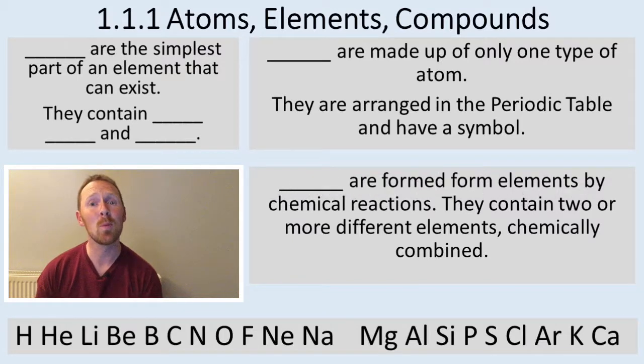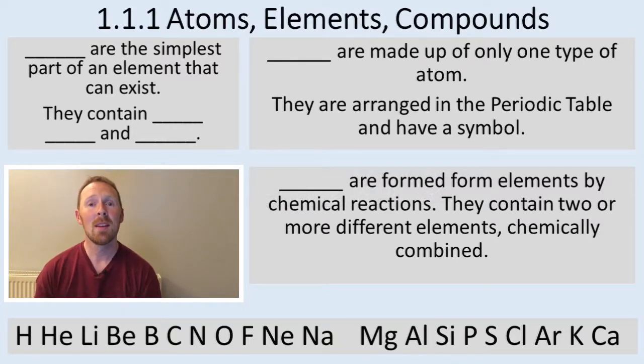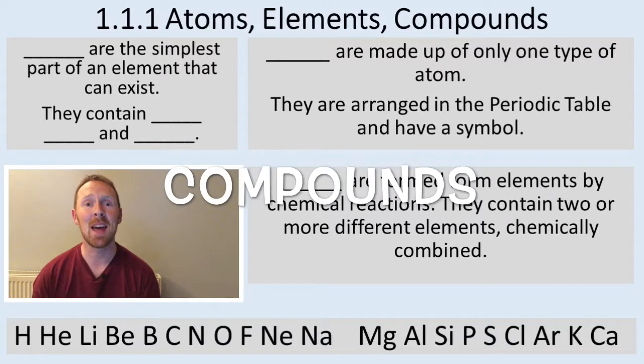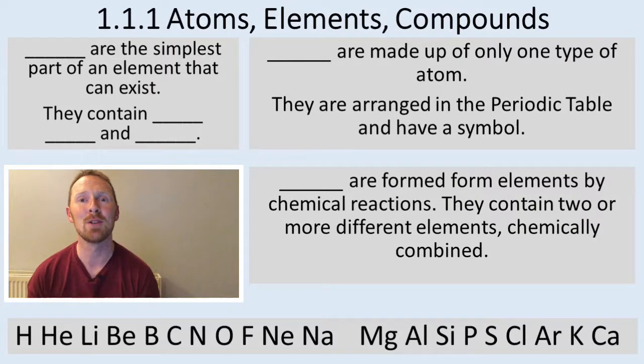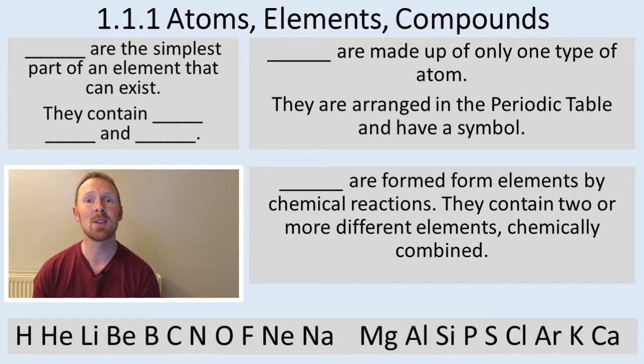Elements are made up of only one type of atom, and they're arranged in the periodic table, and each one has its own symbol. Now when you combine different elements together, compounds are formed. So compounds form by chemical reactions, where elements join together. A common example is sodium reacting with chlorine to make sodium chloride.